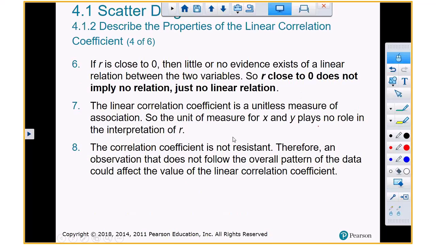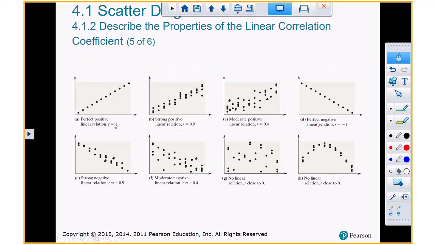0 is a horizontal line, no relation, no correlation. Make sure you know these. That's 1-to-1 ratio is 1.